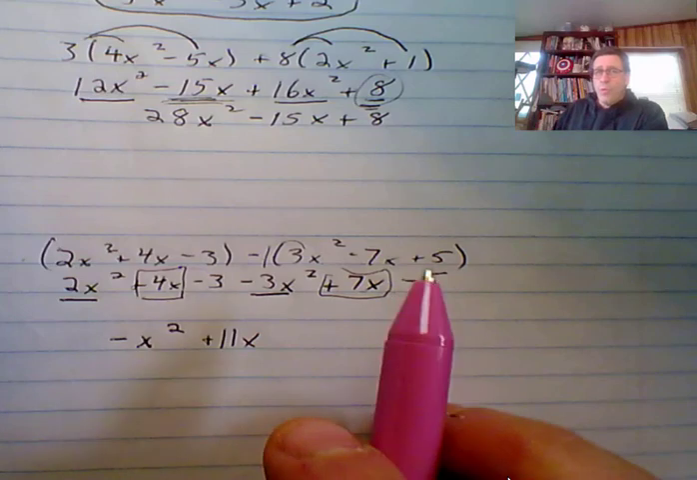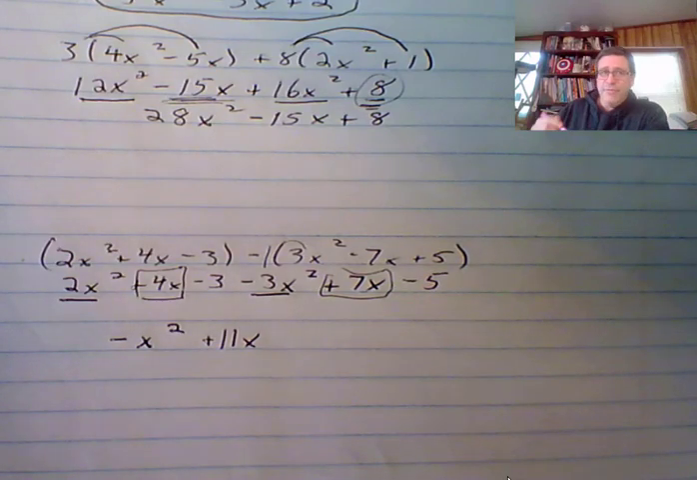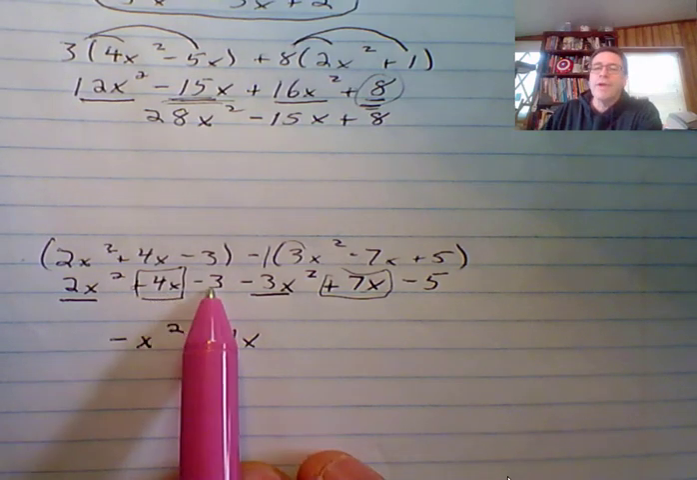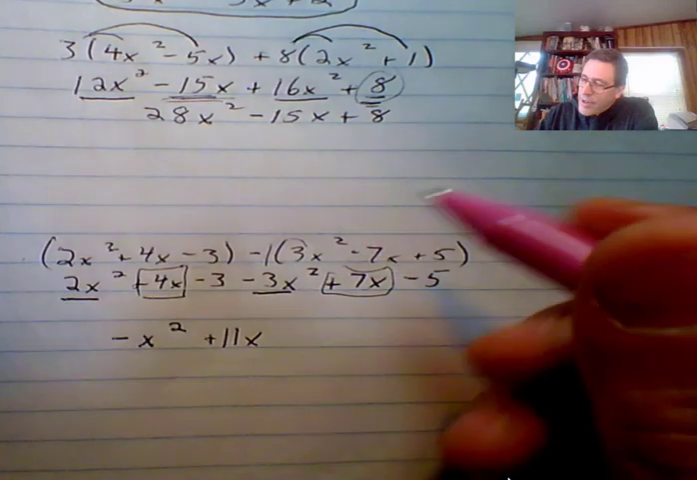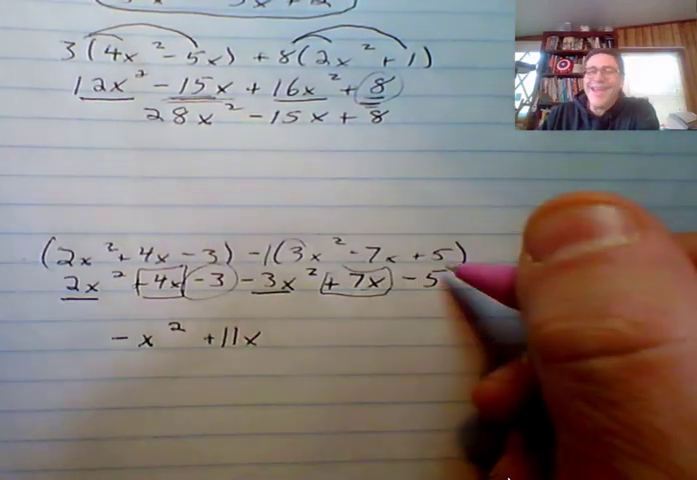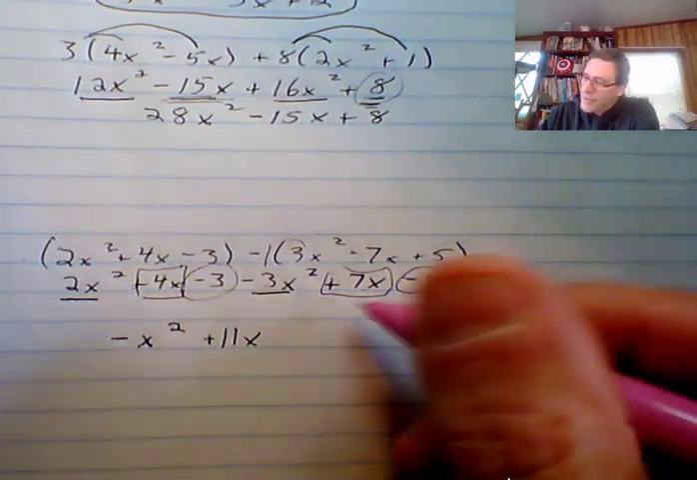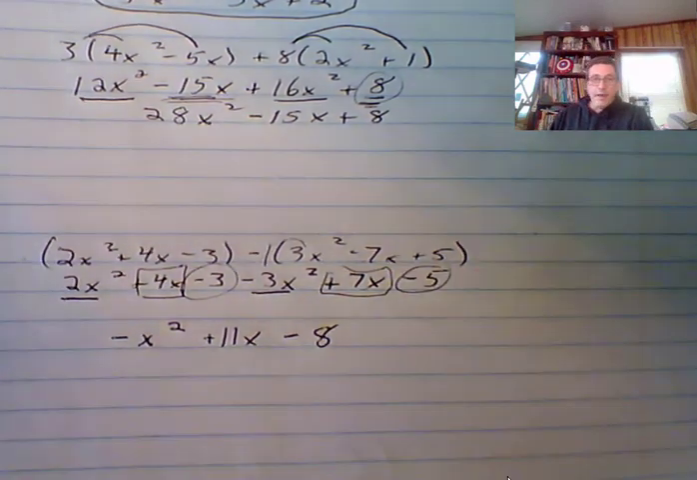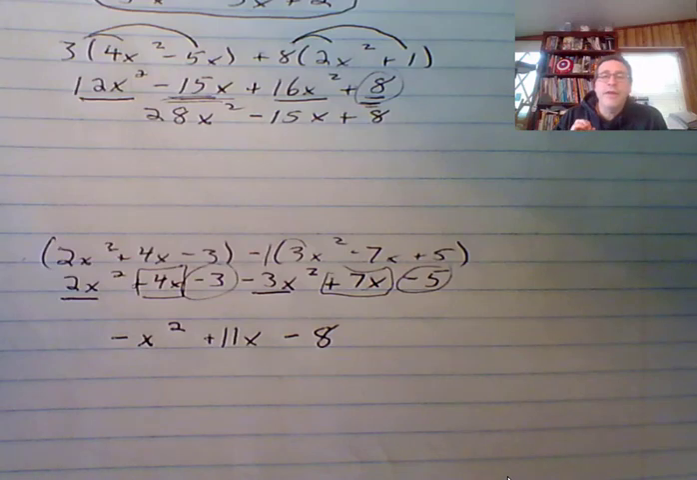And when we write negative signs in, we write them in before the number. We don't write them after the number. So that negative doesn't have anything to do with this 4x. It really has to do with the 3. All right. And then lastly, I've got a minus 3, speaking of, and a minus 5. So -3 minus 5 is -8. And I can't combine those terms any further, so I'm done. My final answer is -x squared plus 11x minus 8.